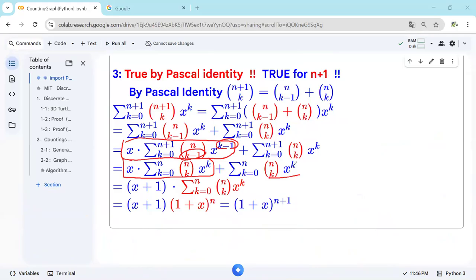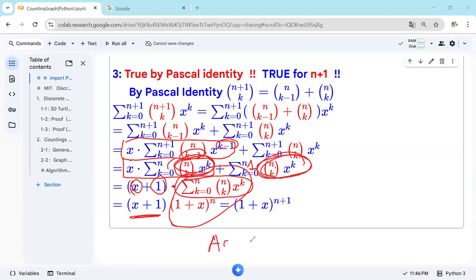And then look at this. N choose k, x to the k. Look at n choose k, x to k. So they are the same. This is a common factor. Also there is x there, and there is 1 times x plus 1. So you can combine those two parts using this kind of multiplication. So this is x plus 1.